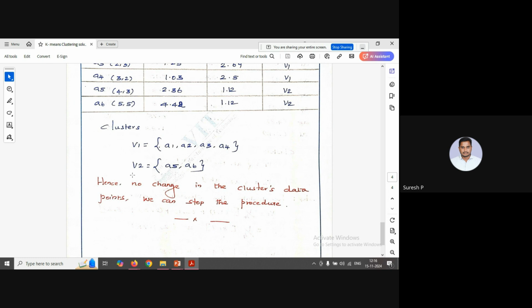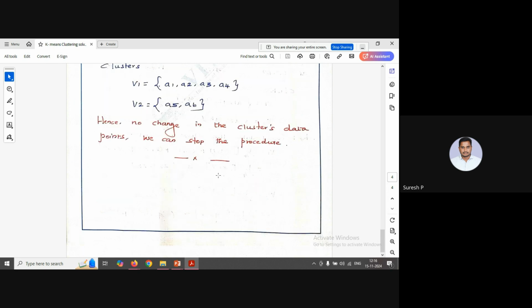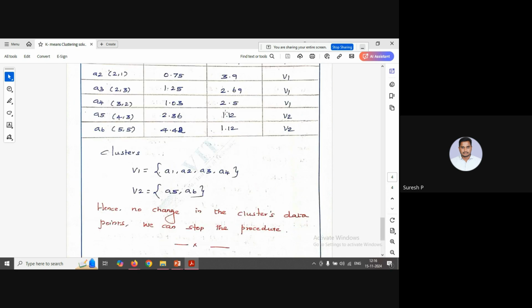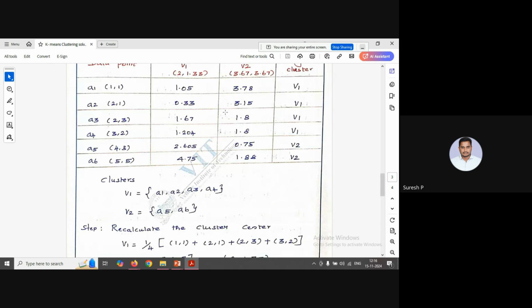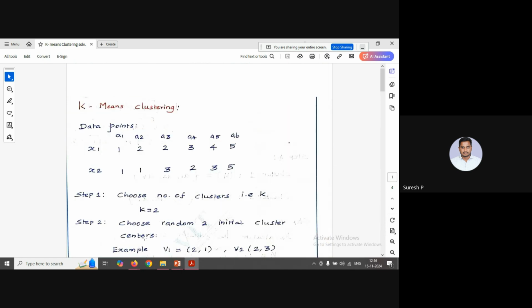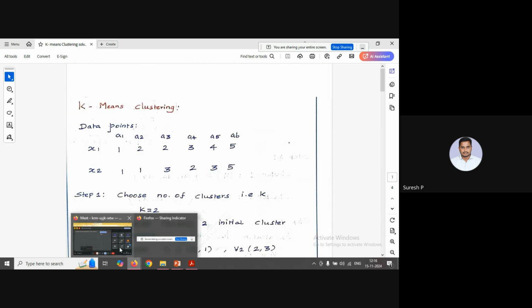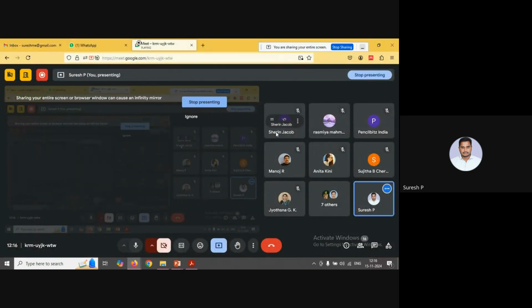So we asked the k-means algorithm to create 2 clusters, V1 and V2. In V1, we will have A1, A2, A3, A4. In V2, we will have A5 and A6. So this is the k-means clustering algorithm. This is a solved example. If you have any doubt in this, you can ask me.